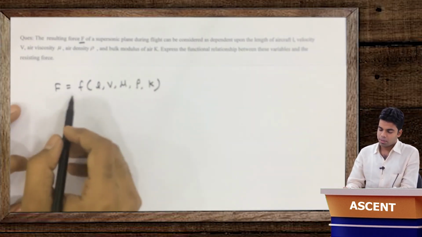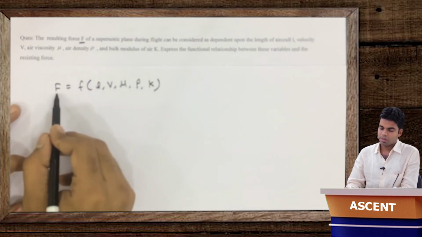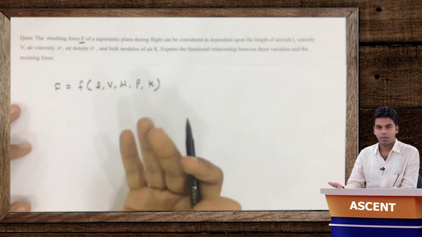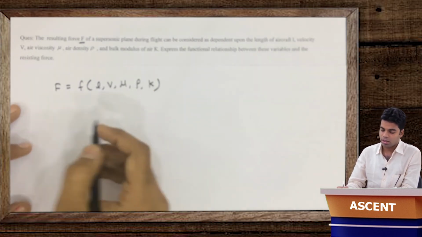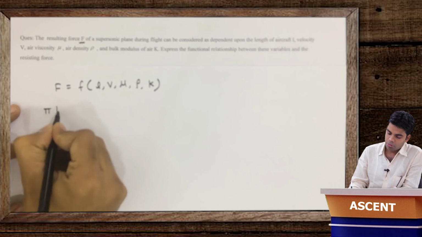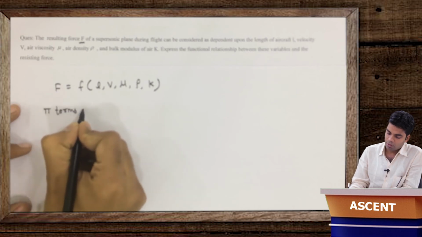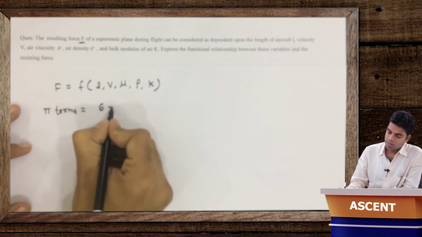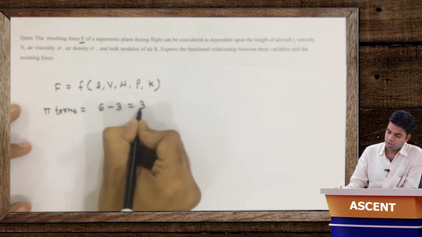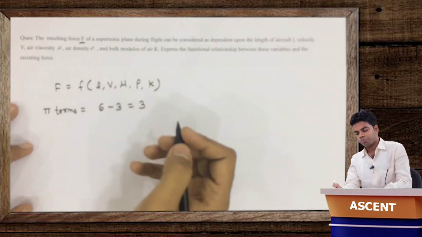Getting this? That means how many variables are there? 5 variables plus 1, 6 variables. Total number of variables is 6. That means n is equal to 6, and fundamental variables m is, as we know, 3. So how many pi terms can be formed from here? This will be equal to 6 minus 3, which is equal to 3. That means 3 pi terms can be formed.